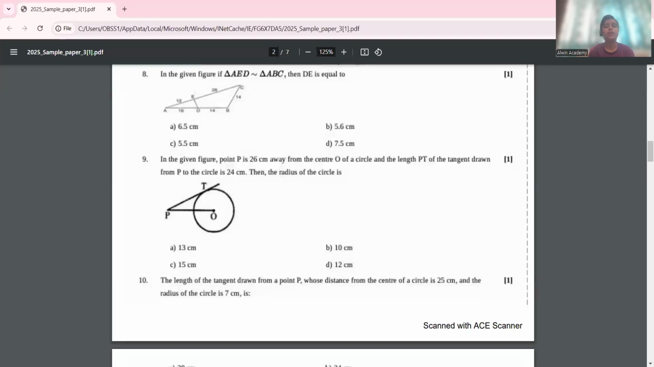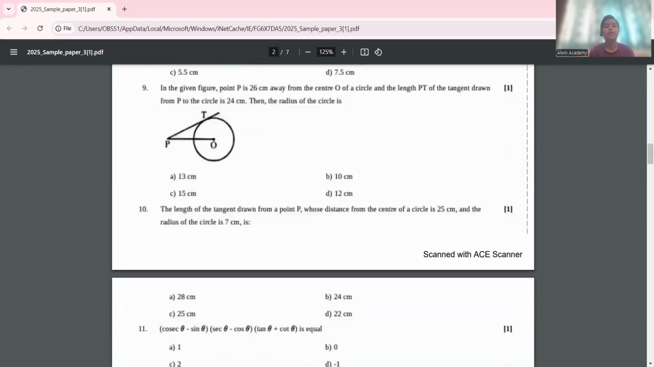In the given figure, point P is 26 centimeter away from the center of a circle O, and length PT is drawn 24. So this is 24 and this is 26 given to us. We have to find the radius of the circle. We know a tangent and a radius are perpendicular. So herein we can apply Pythagoras theorem, and the final answer we'll get is B, 10. Moving on to the next question.